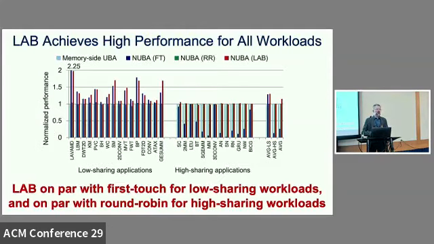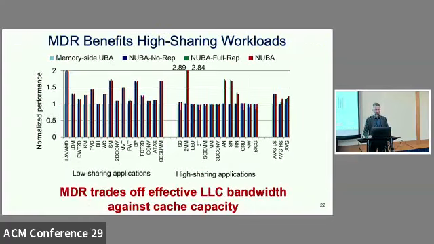If we dive a little bit deeper, in terms of the memory page placement policy, LAB, here in this slide I'm comparing LAB against first touch, FT, and round robin, RR. For the low sharing applications, no surprise, LAB performs equally well as first touch, but for the high sharing applications, LAB performs equally well as the round robin policy, and so it achieves the best of both worlds.